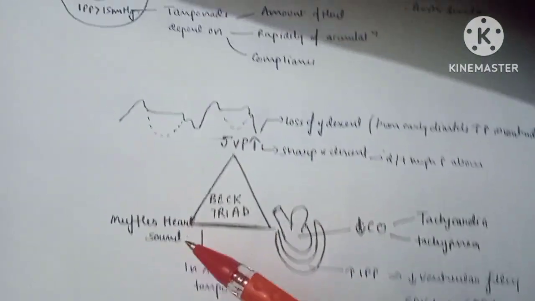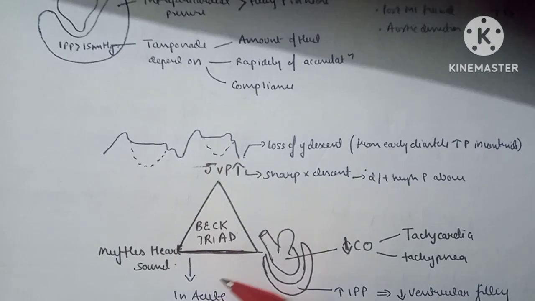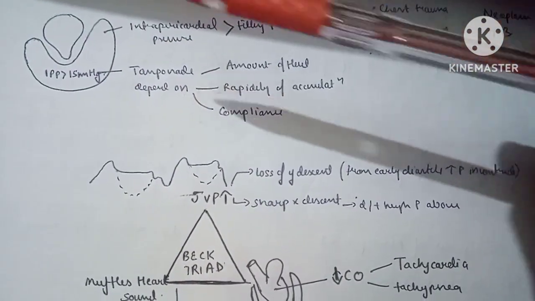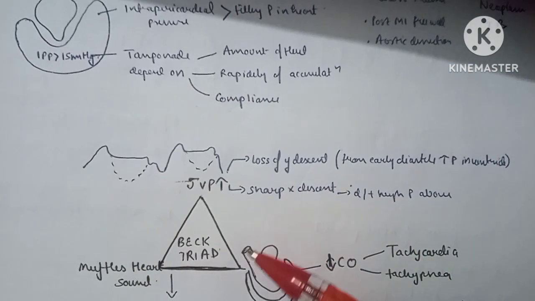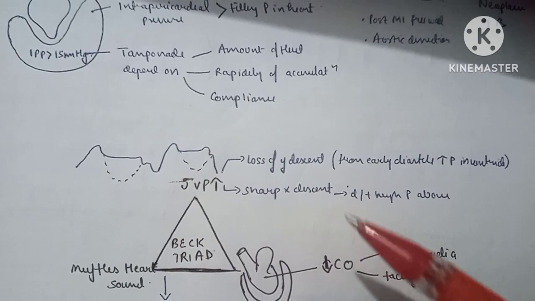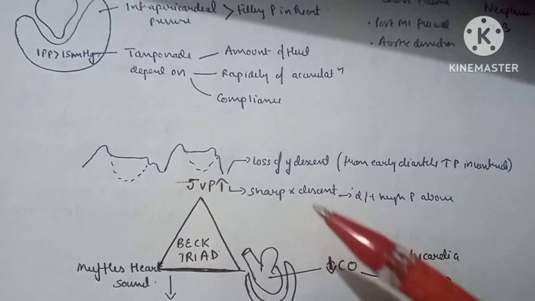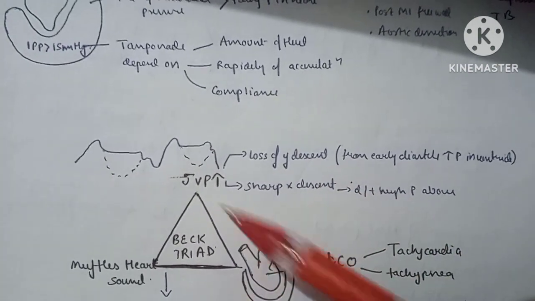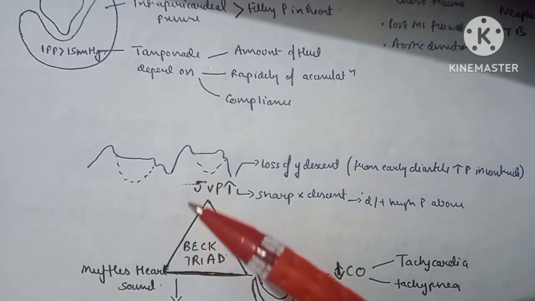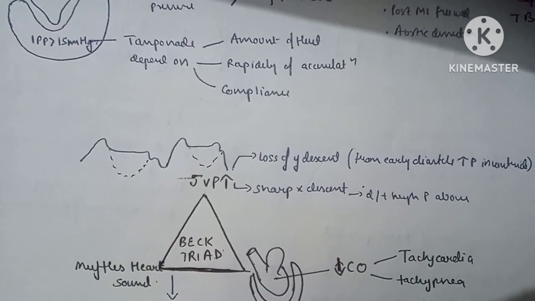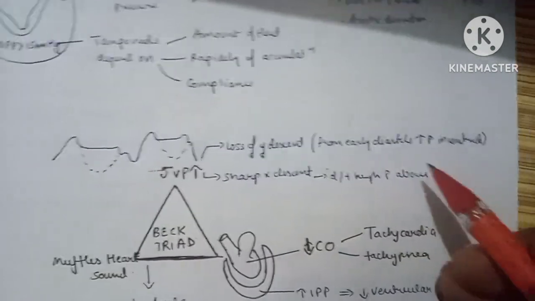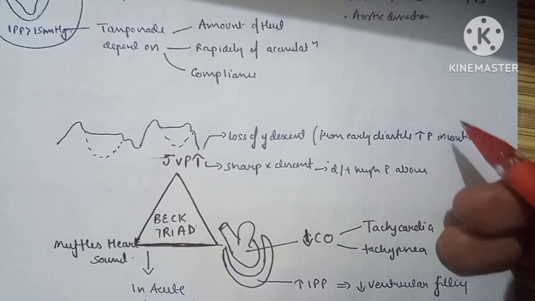The second feature is about JVP becoming elevated. Since the filling pressure is very high, the JVP is going to remain elevated, and also because the pressure in the ventricles is going to be high from early diastole, the Y descent will not be seen. The Y descent is seen when the ventricle relaxes and the filling goes on. But in this case, the pressure in the ventricle is high even at the start.